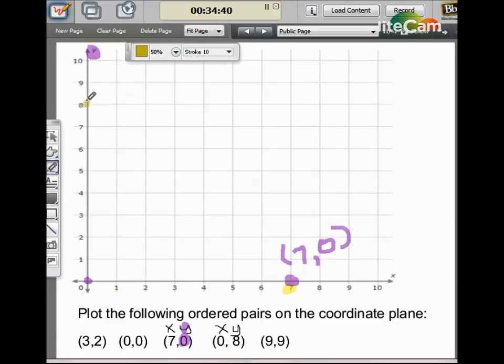Don't make the mistake that most of you did, which is put it right there. That is not 0, 8. That point right there has an x number of 8. So it's an 8, 0. So don't make that mistake, okay?